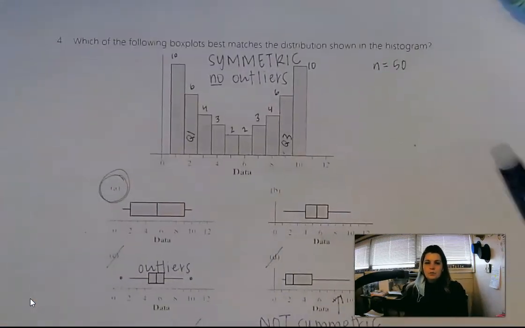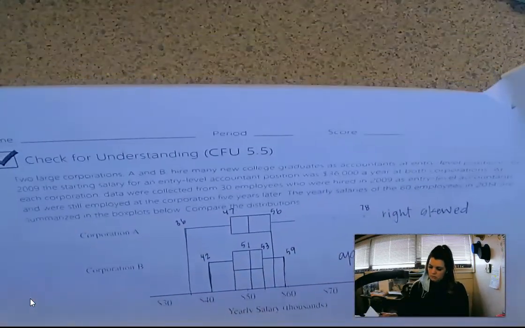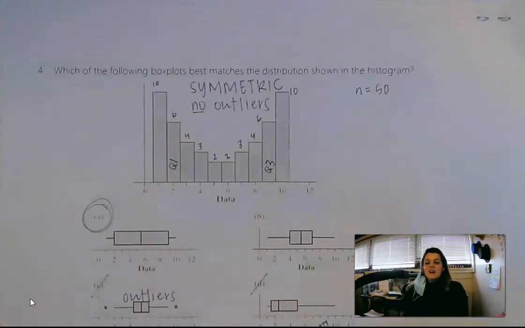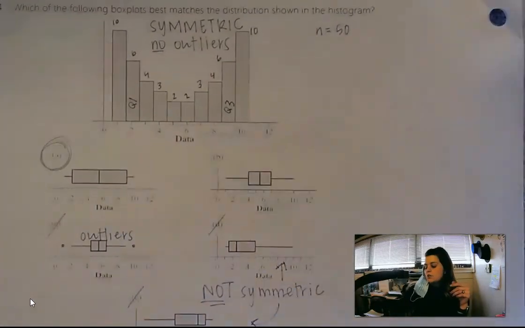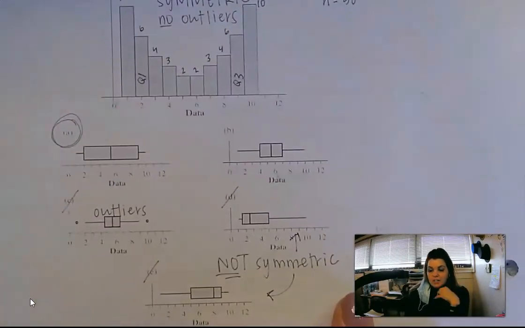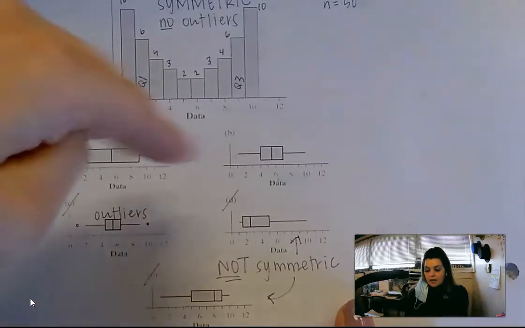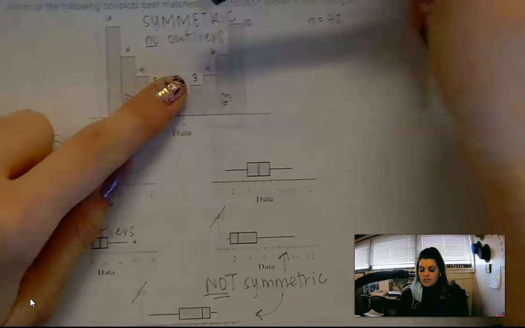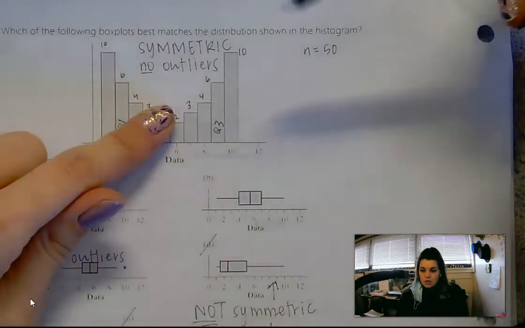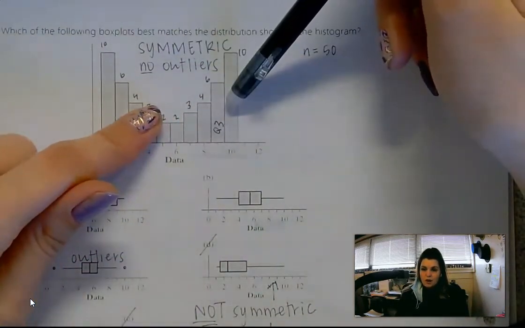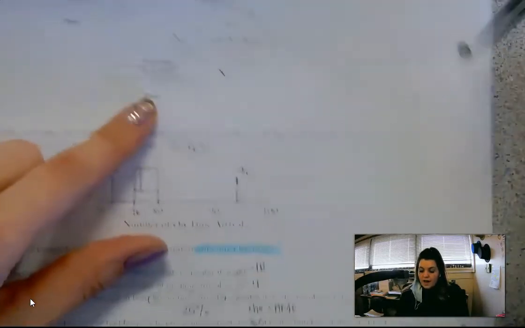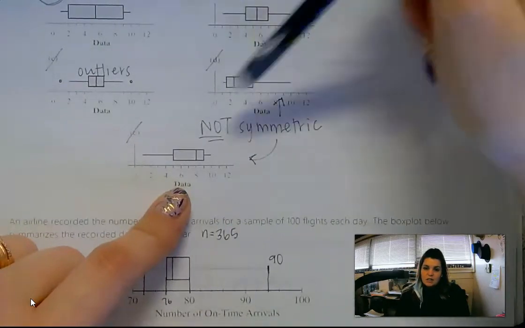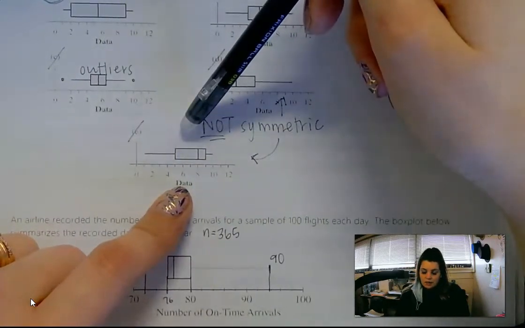Okay, so for number 4, I was just making sure that I numbered these right, sorry. I tried to do this by just eyeballing it and without giving any values to the histogram. So the first thing that I used to eliminate options was the fact that this histogram is symmetric. So that eliminates options D and E, because D is right skewed and E is left skewed.